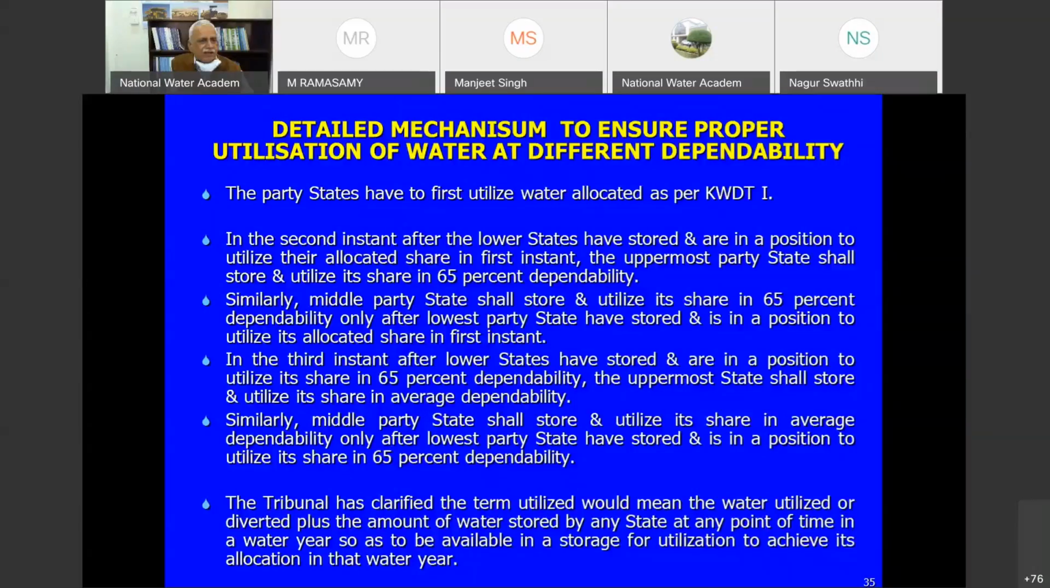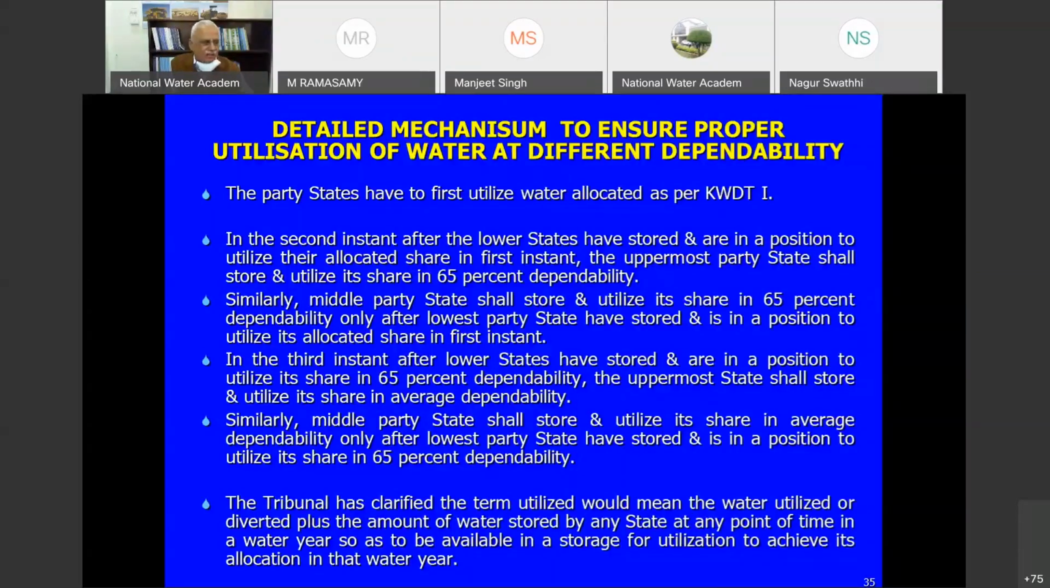The middle state can utilize its 65% dependable flows only after ensuring that the lowest state has achieved its utilization of 70, achieved the capacity to its 75% dependable flow allocated by the first level.